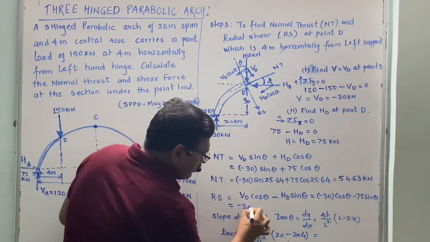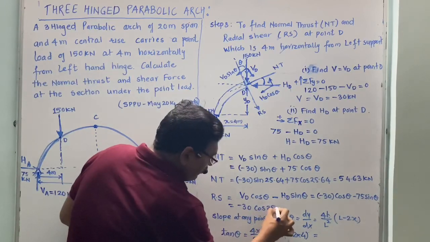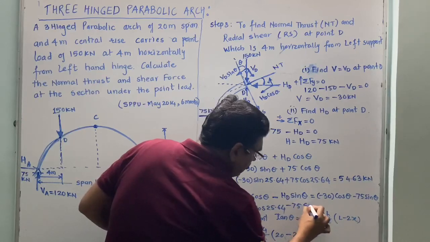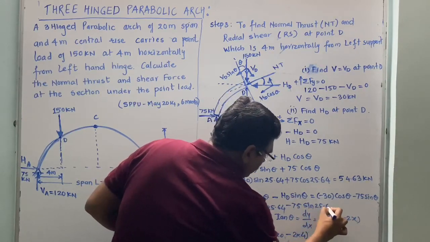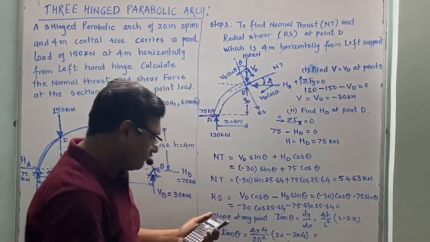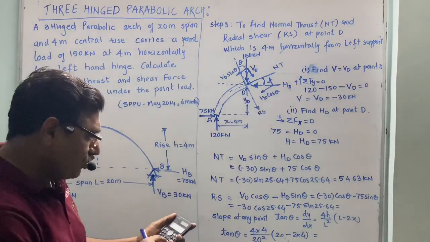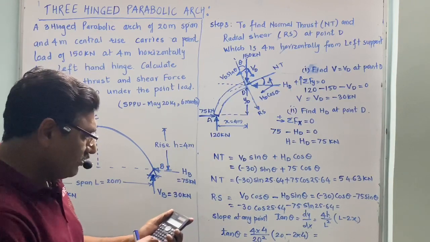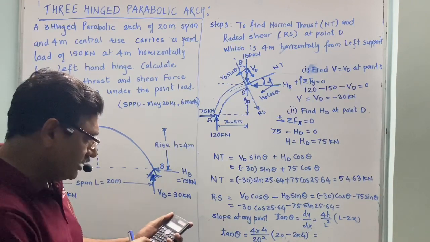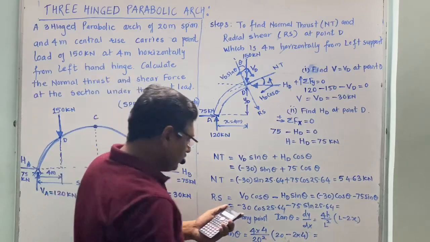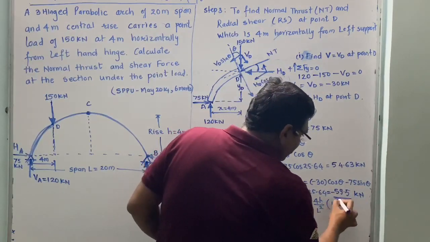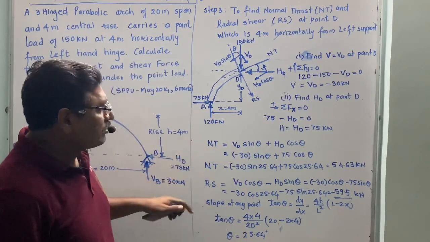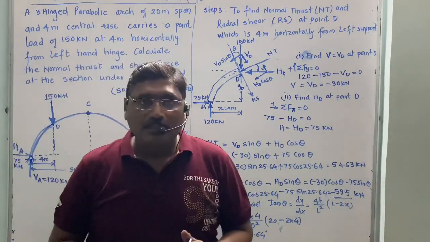Now I will go for the next one. Minus 30 cos of 25.64 minus 75 sin of 25.64 gives us the answer 59.57. So like this we will get the normal thrust and radial shear. So this is your numerical for 7 marks.